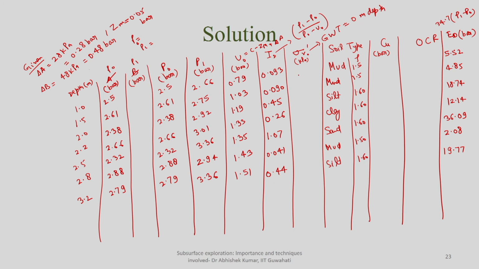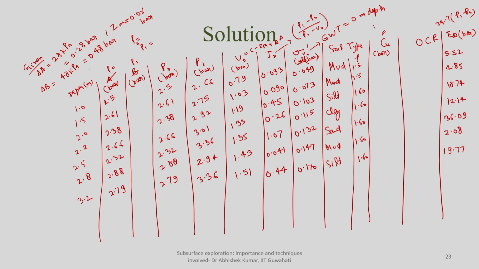So I am directly writing the values of effective stress, again in bar. These values I am writing here. That will be 0.049, then 0.073, 0.103, 0.115, 0.132, 0.147 and 0.170. So now you have the value of sigma V naught also.